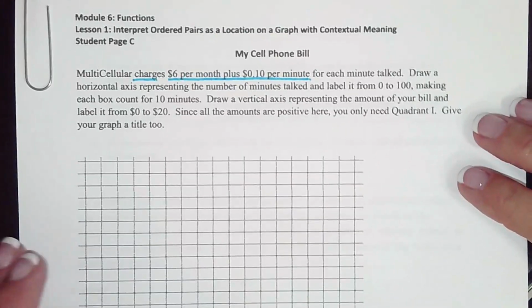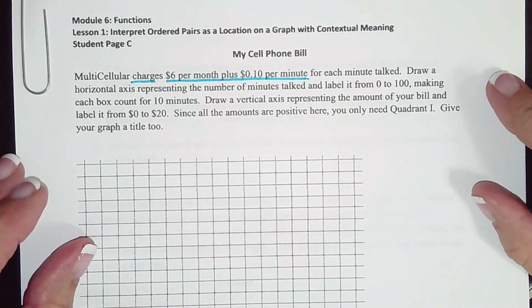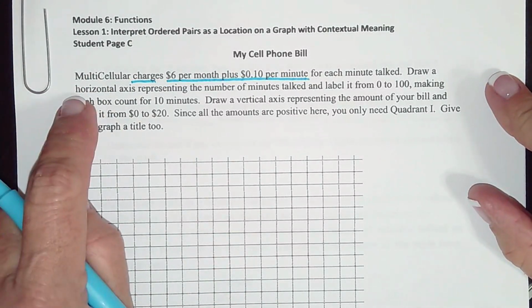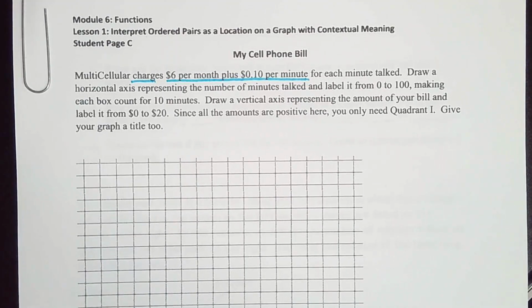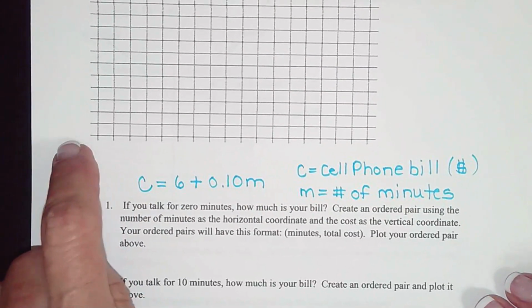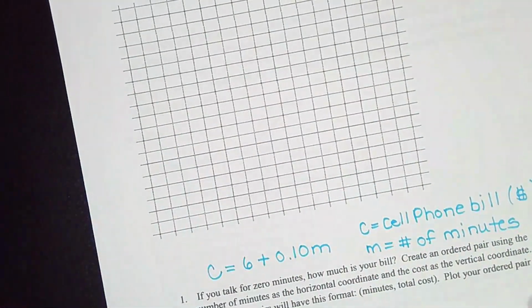Okay, back up here. I like to kind of write down things as I go. That way it's not so overwhelming. So first sentence is done. Draw a horizontal axis representing the number of minutes talked and label it 0 to 100. So horizontal, think of horizon. So this is, okay, let me go back to the coordinate plane.